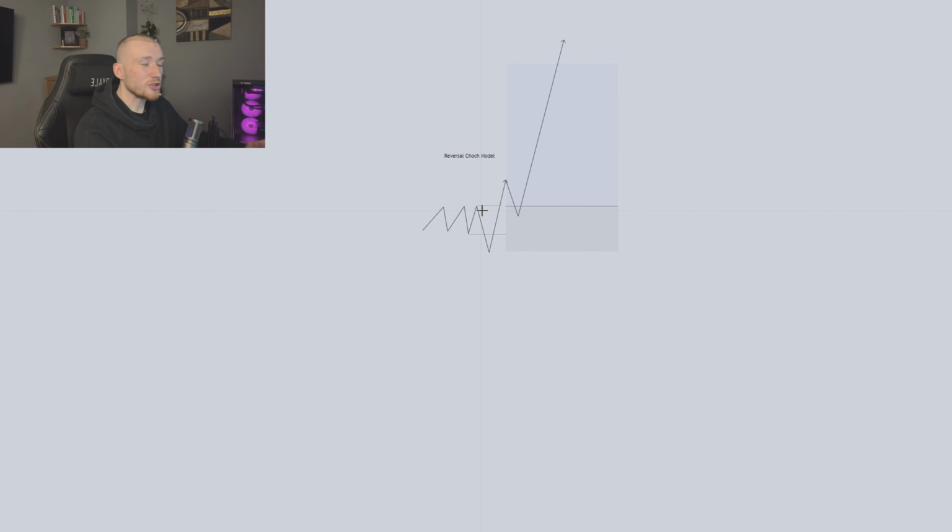And the reason you don't enter solely on the break of structure after the change of character is because you don't know if it's actually just going to be a sweep of liquidity to where price then continues down and just goes lower. So you always need to see that pullback, because that confirms if price is going to hold that current leg.